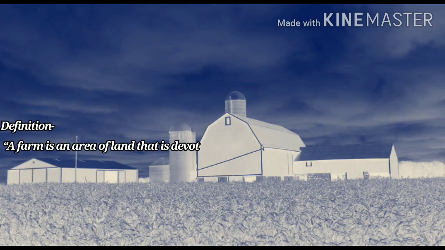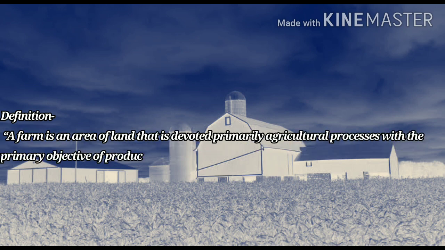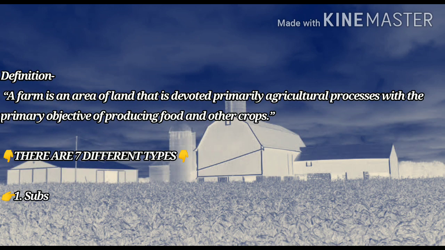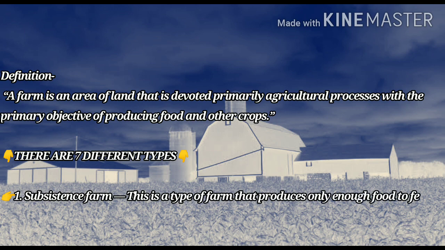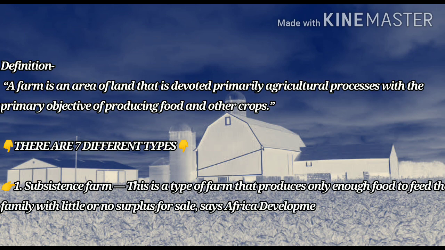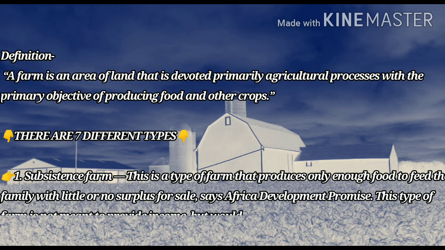Definition of a farm: an area of land that is devoted primarily to agricultural processes, with the primary objective of producing food and other crops. There are 7 different types.